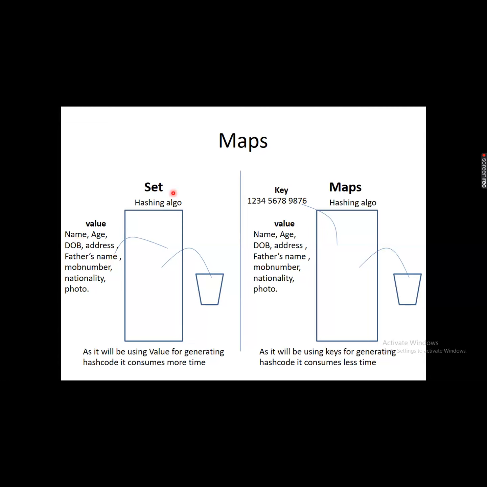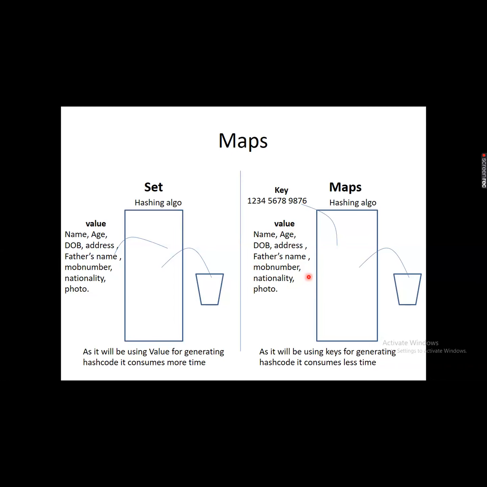So what should we do? When should you go with set, and when should you go with map? The simple thing is, whenever the amount of data that you are trying to insert is less, then go with set, so that using that less amount of data, it will generate the hash code in less time. But assume that here, name, age, date of birth, address, father's name, mobile number, this is a huge amount of data. So I will not add it in set, I will add it in map. So how will map work?